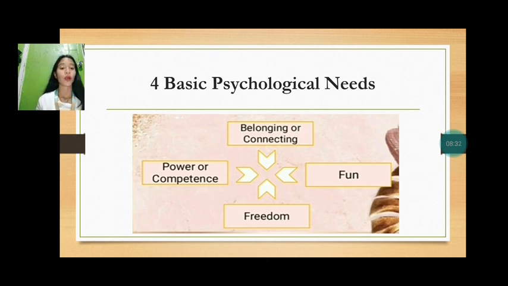So the second psychological need is power or competence. The need for power is more than just a drive to dominate. Power is gained through competence, achievements, and mastery. Our genetic instruction is to master new skills and be recognized for our accomplishments.